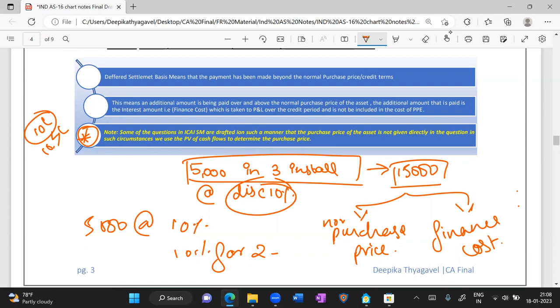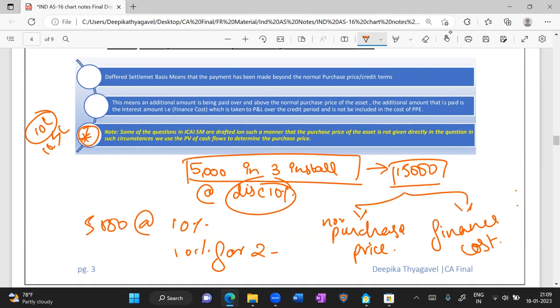That's the way. You will get more clarity on this when you try solving questions. But this is something you will very commonly observe, that the question will not give the normal purchase price directly. So in that, you need to use this discounting rate and find out the normal purchase price.